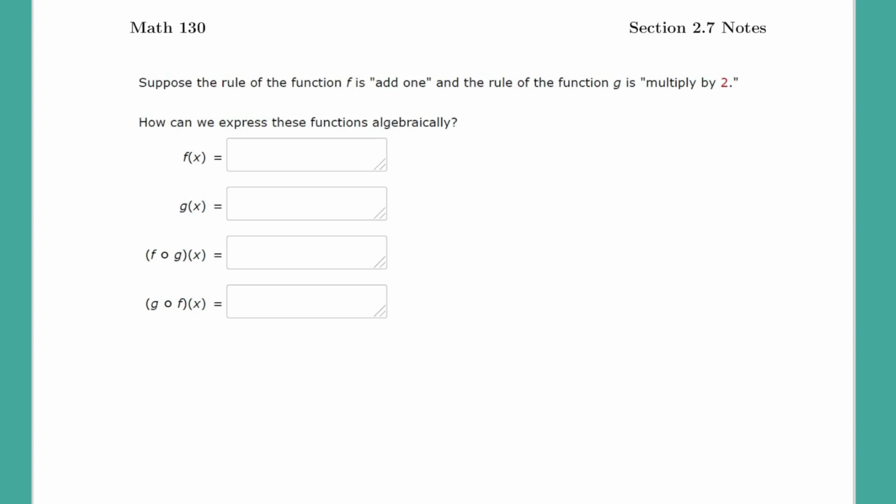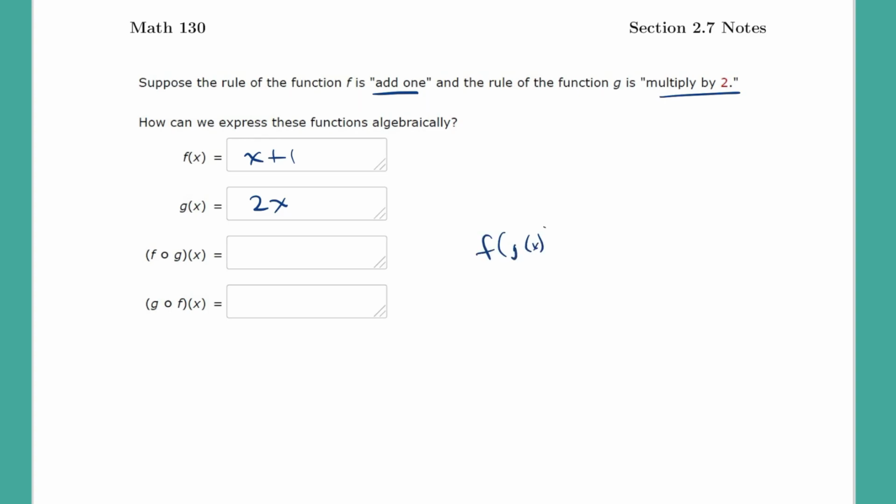It says suppose the rule for function f is add 1 and the rule for the function g is multiply by 2. How can we express these functions algebraically? Well, if you're adding 1, that means you're adding 1 to the variable x. And if you're multiplying by 2, that means you're multiplying the variable x by 2.